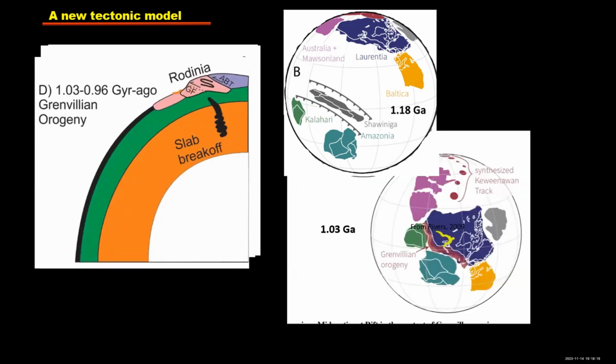Then the collision would have occurred much later, at approximately 1030, producing the Rigolet phase of the Grenvillian orogeny, which would be actually the Grenvillian orogeny, explaining why we document such widespread melting of Archean basement. And then the slab would have broken off.